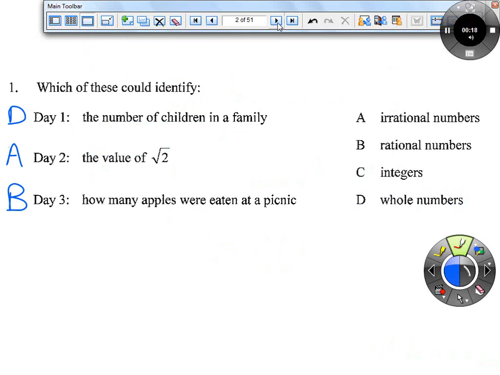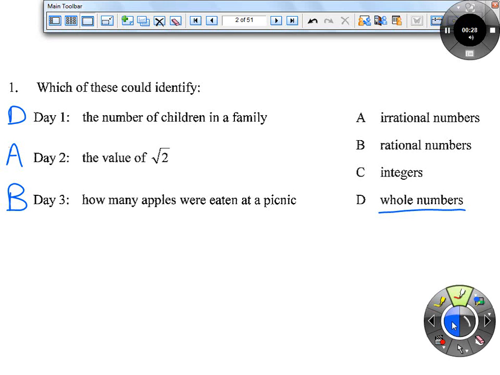Okay? So first question, the number of children in a family, we're trying to look for what makes sense. The reason why this is D is because the number of people in your family could be a whole number, so could be 0, 1, 2, 3, etc., all the way up. It doesn't make any sense to have negative members of your family, so integers wouldn't count, or fractional members of your family, or decimals that never end with irrational numbers. So that's why it definitely makes sense to have that be whole numbers.